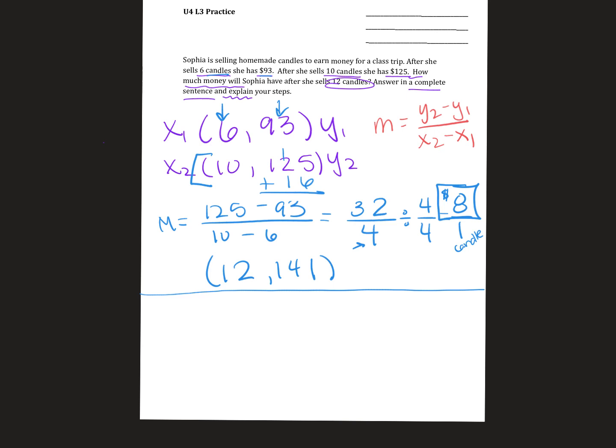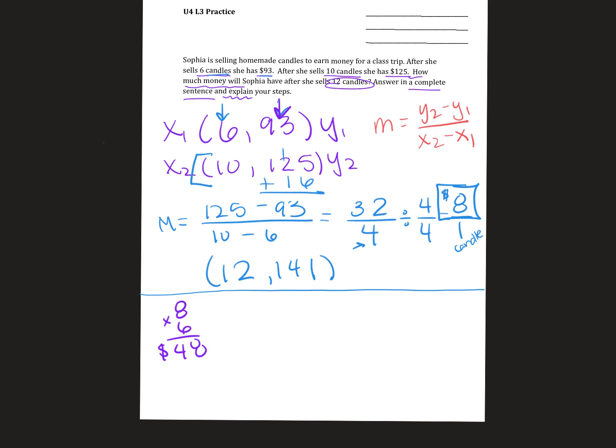Okay, so now I need you to shift your thinking a little bit. I'm going to ask you a different question. If 1 candle is $8, how much money should Sophia have if she only sells 6 candles? If she gets $8 for 1 candle, how much money should she have for 6? Hopefully right now you're figuring out 8 times 6 is 48. She should have $48, but she doesn't. She's got $93.